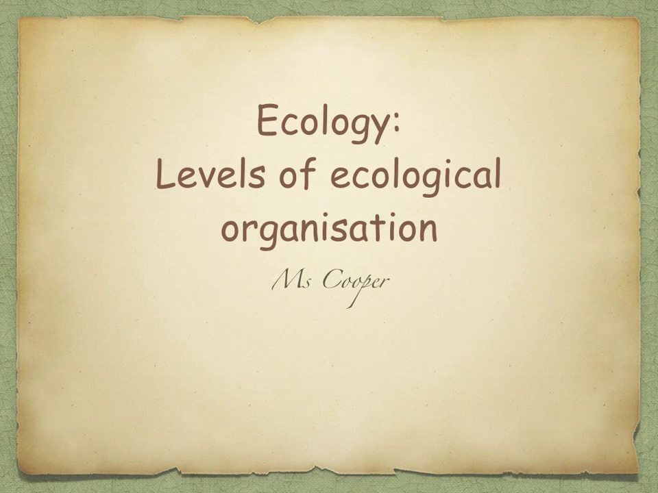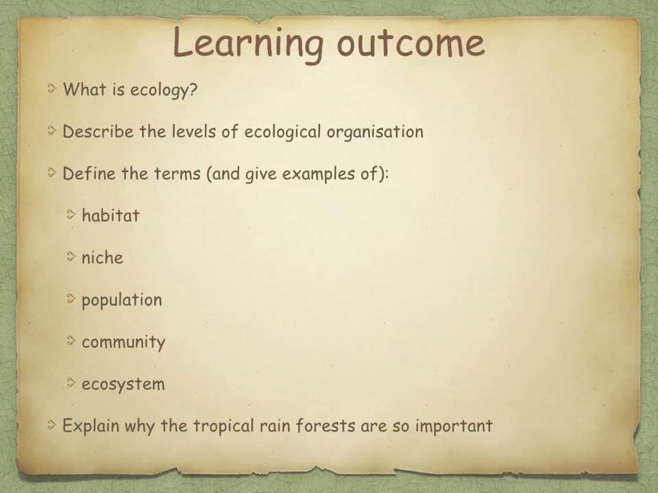In this topic, we're going to look at the levels of ecological organization. So by the end of this topic, you should be able to define ecology and describe the different levels of ecological organization. You also need to be able to define the terms habitat, niche, population, community, and ecosystem, and give examples of each. And then finally, we're going to look at why tropical rainforests are so important.